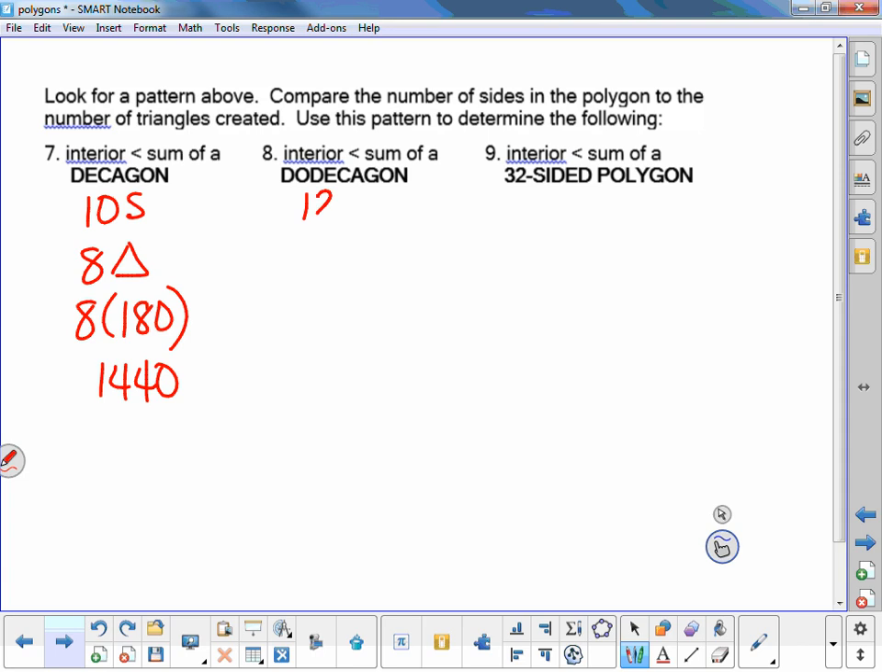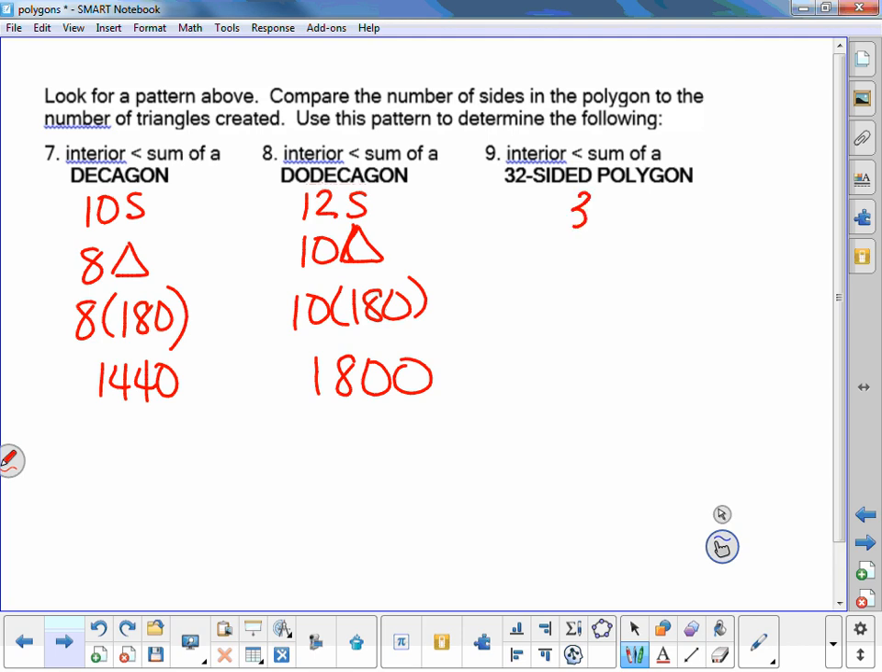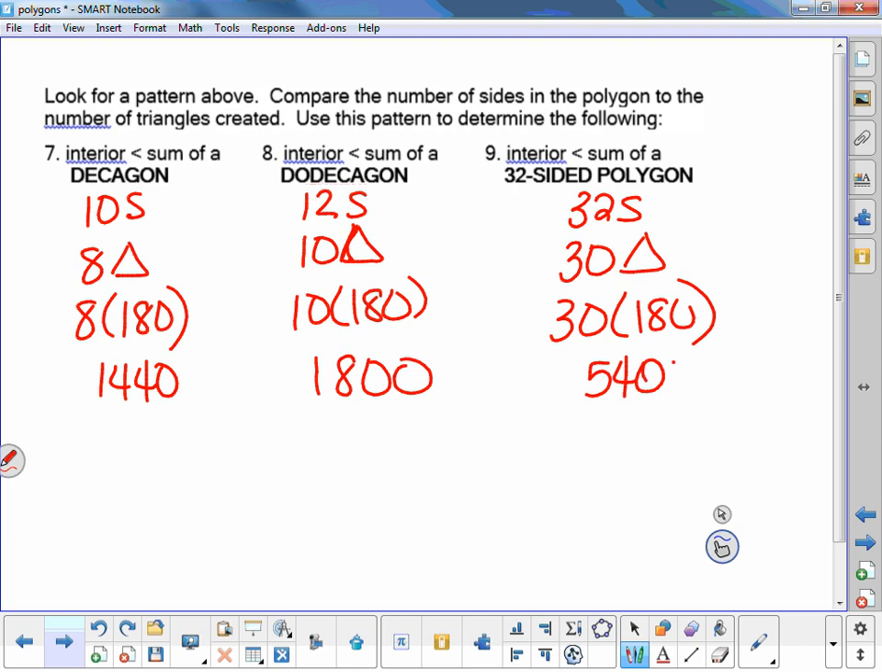All right. If it has 12 sides, so dodecagon, that means it has 10 triangles. 10 times 180 equals 1800. This one has 32 sides, so that means it can make 30 triangles. I'm not going to try to draw out a 32-sided polygon. So this is 30 times 180, and you're going to get 5400. Okay?